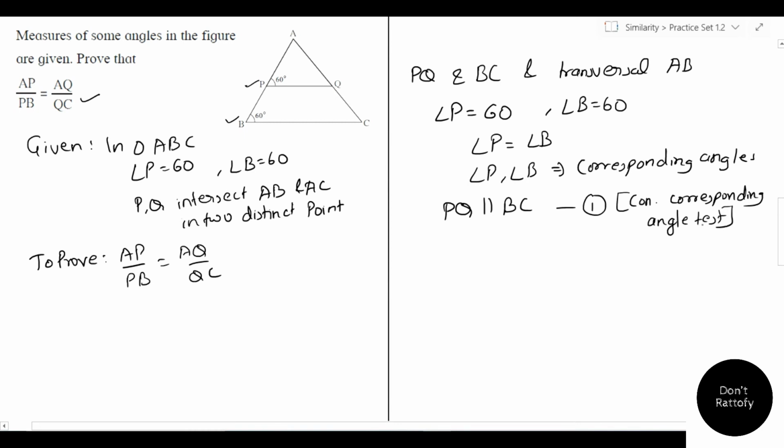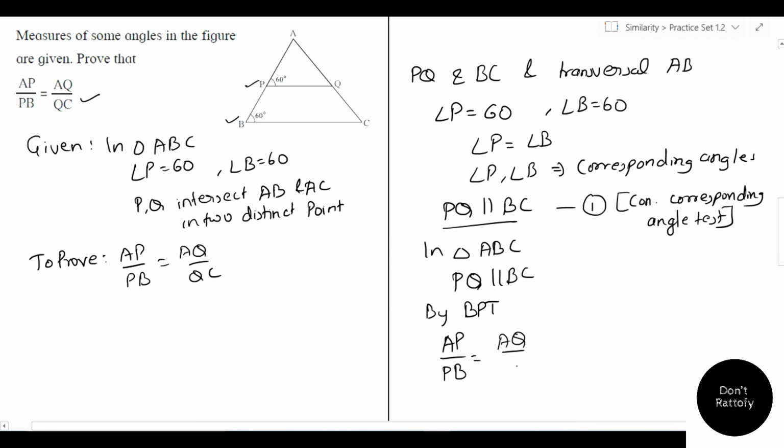Okay. So by converse of corresponding angle test, we have proved that PQ is parallel to BC. What next we will do is, in triangle ABC, we have already proved that PQ is parallel to BC. If PQ is parallel to BC, by basic proportionality theorem, I can say that AP upon PB is equal to AQ upon QC. This is what we are supposed to prove in the prove that section. You can see AP upon PB is equal to AQ upon QC.